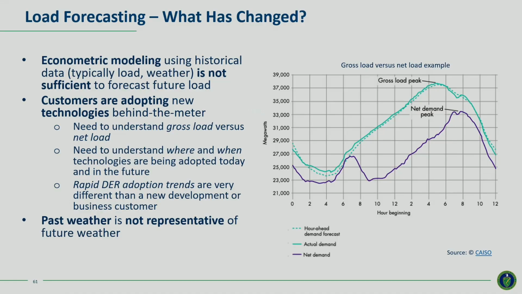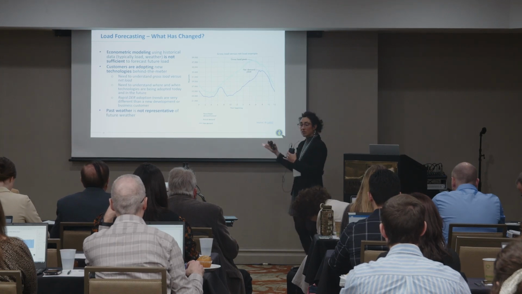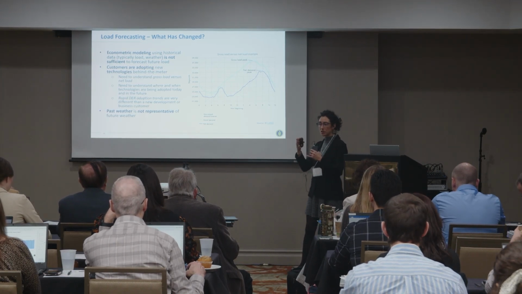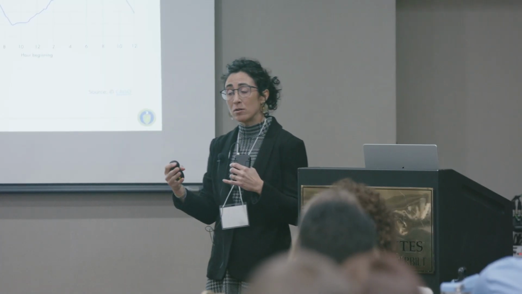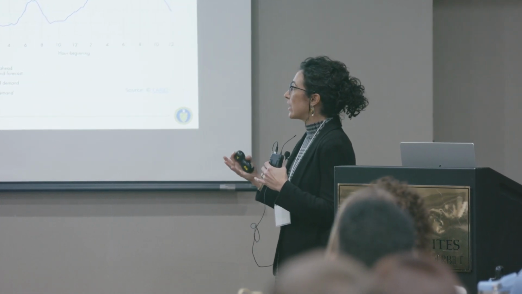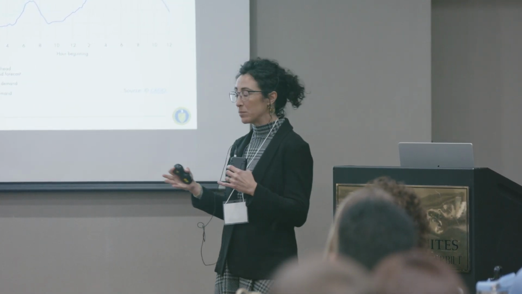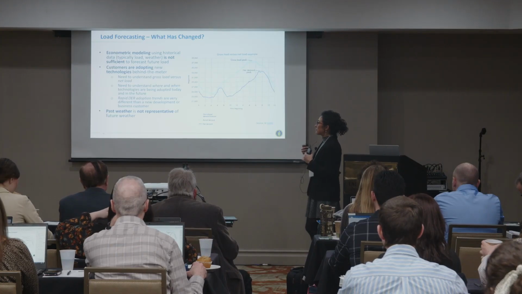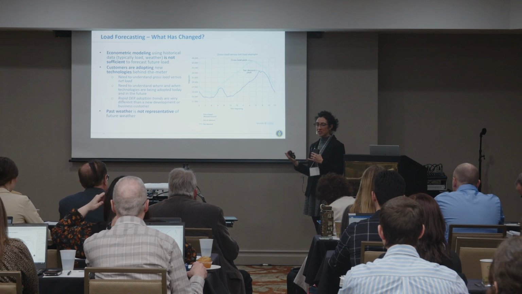Why is this changing? Econometric modeling, which is the method that has been used historically, using typical load and typical weather, is not sufficient anymore to predict what's coming. Customers are adopting new technologies, so we need to understand the gross load versus the net load. That means the native demand of a house versus the renewable generation. We need to understand where and when these technologies are being adopted to be able to react. And we are seeing very rapid adoption trends of technologies that we didn't have before.